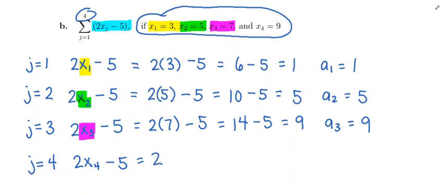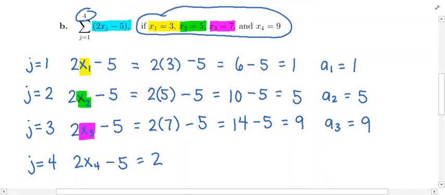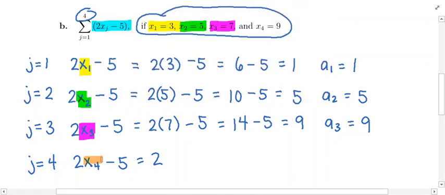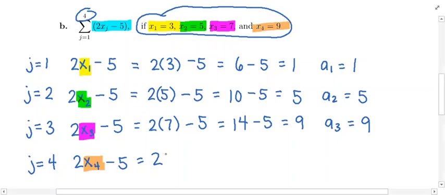Let me use a different color that I haven't used yet. I'll pick orange. We are told that x4 is the same thing as 9. So now we can make that replacement. This is going to be 2 times 9 minus 5. This is going to be 18 minus 5, which is 13. So the fourth and final term that we need is 13.